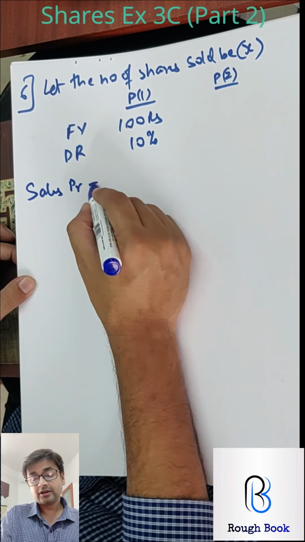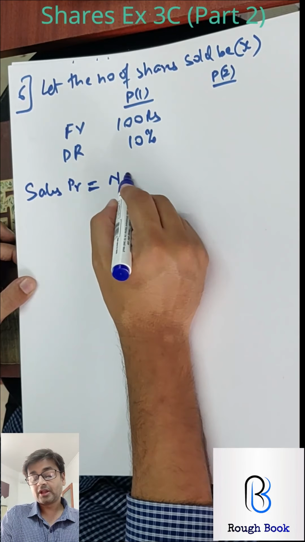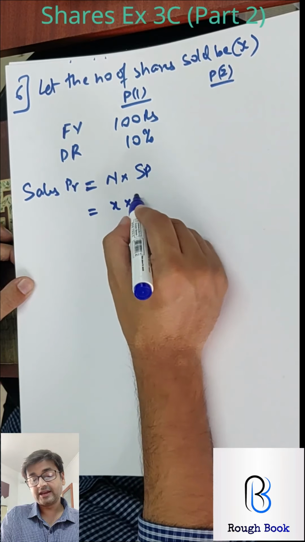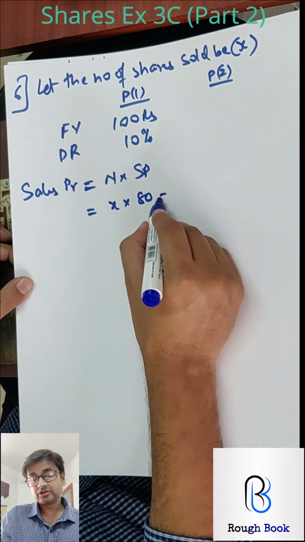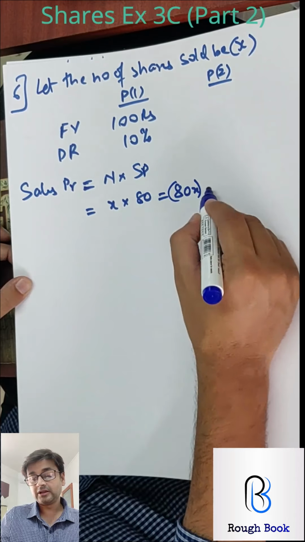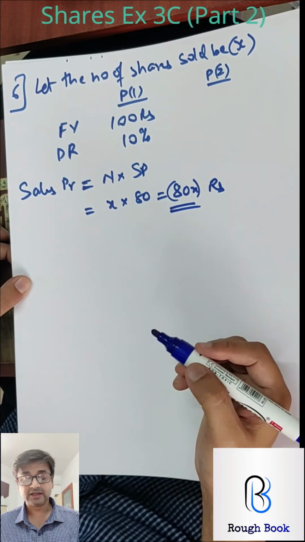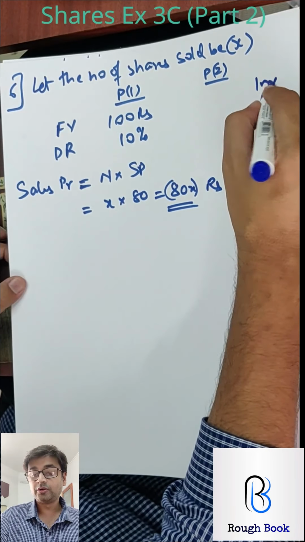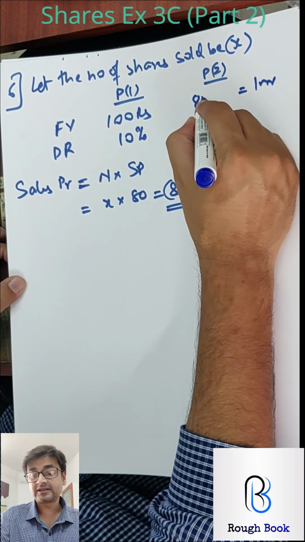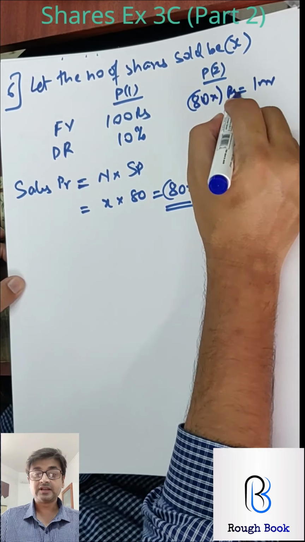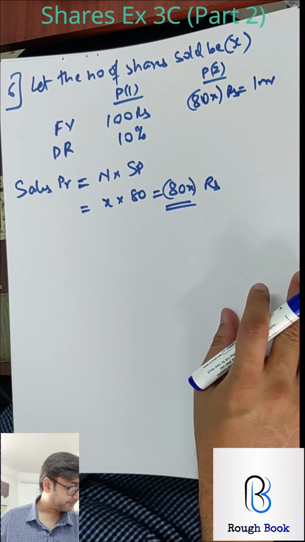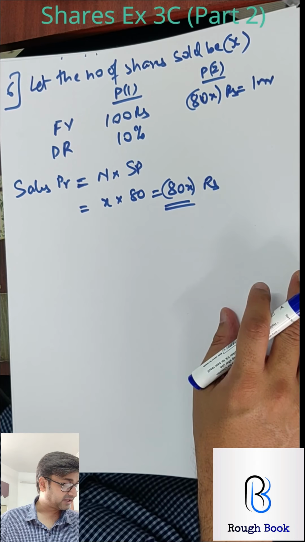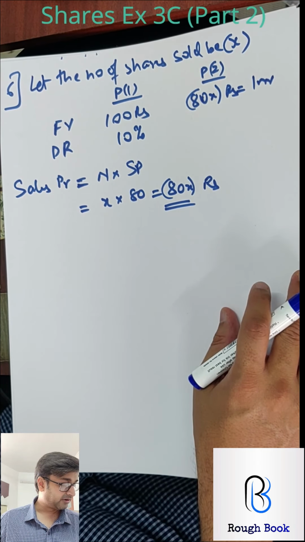So number of shares times selling price: number of shares X, and 80 rupees is what they have been sold at. So your total sale proceeds should be 80x. This now becomes the investment for part 2. So part 2 investment is 80x rupees. Is that clear everyone? Then further, 20% in 100 rupees shares at 60 rupees of a company paying dividend 20%.